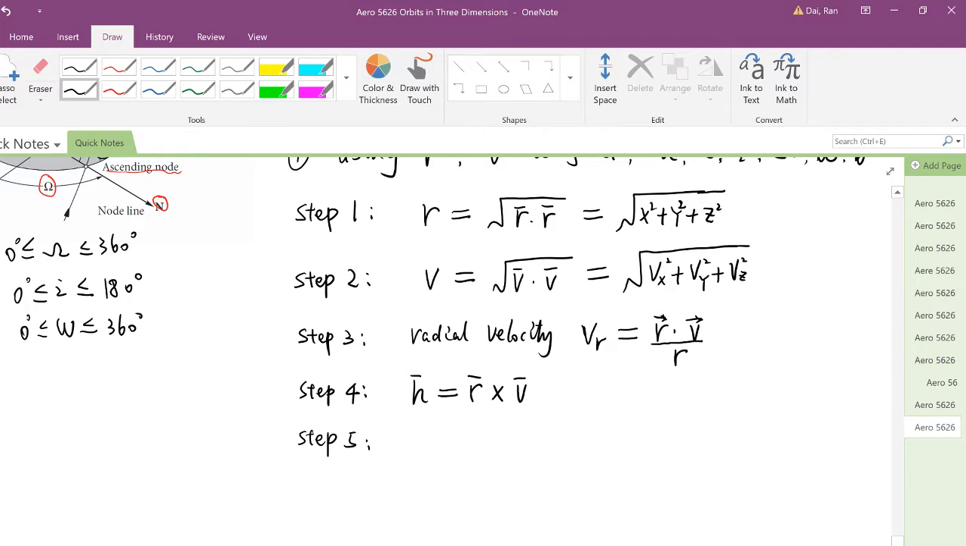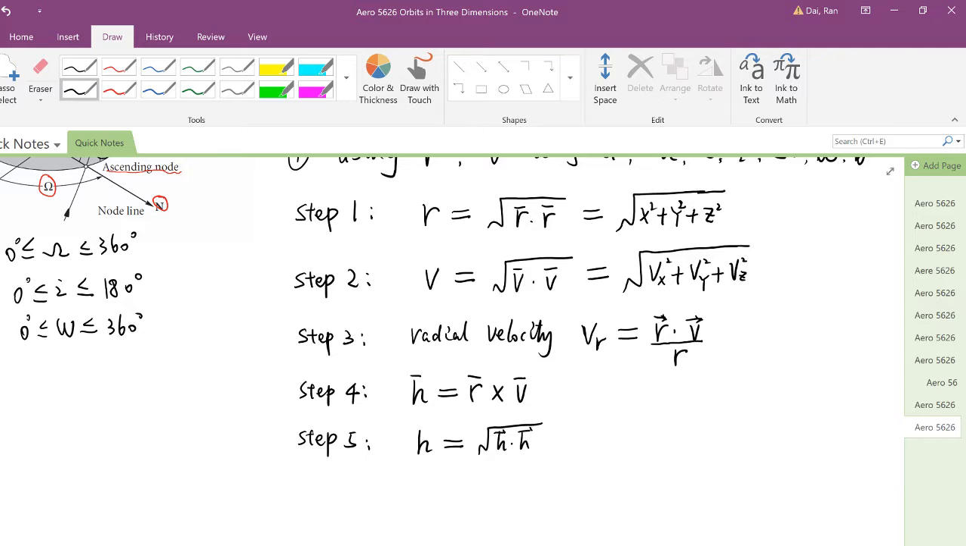Then step 5, we can get the magnitude of the angular momentum. From step 4, we get the vector of the angular momentum. Then the magnitude of angular momentum is simply the h vector dotted with the h vector, and then take the square root of that.